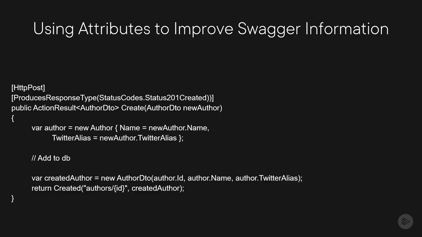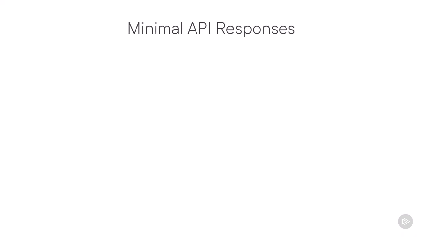In this example, we're using an action result of AuthorDTO, and so we can specify that this returns a status code of 201 Created, but notice that in the attribute, we no longer need to specify the type of the object being returned. That can be inferred from the action result's generic type parameter, in this case AuthorDTO.